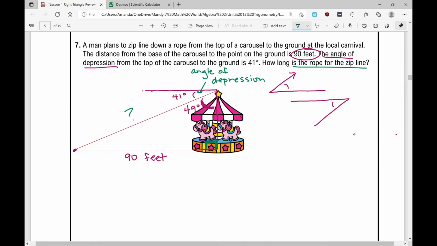I'm going to use a trig function to figure out the length of the missing side. Relative to this angle right here, which trig function includes the side that's opposite of the angle and the hypotenuse? Sine, right? SOHCAHTOA. We're looking for the sine, which includes the opposite side to the hypotenuse. So let's write this out. The sine of 49 degrees equals opposite over hypotenuse, 90 over h. So I'm looking for what h is.